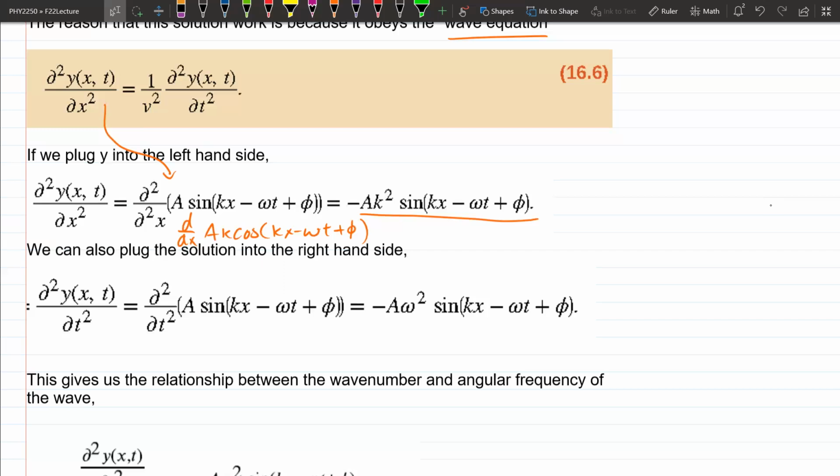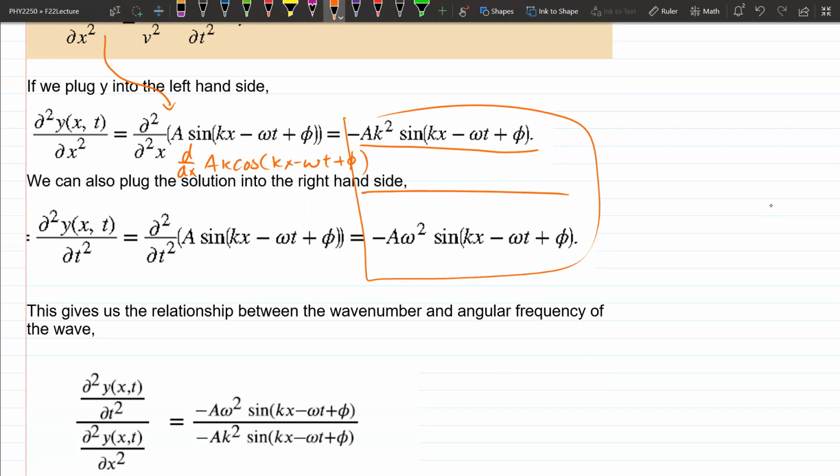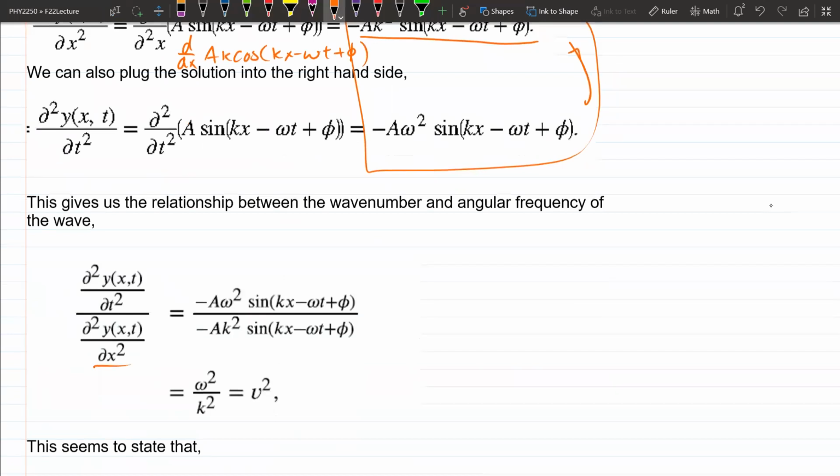So what ends up happening is that if you divide these two together, the thing is the inverse of this. If you take this ratio here, the negatives cancel out, the a's cancel out, the sine of kx minus omega t plus phi cancels out. The ratio of this is exactly equal to omega squared over k squared, and that's exactly equal to the speed of the wave squared. So this is an important thing.